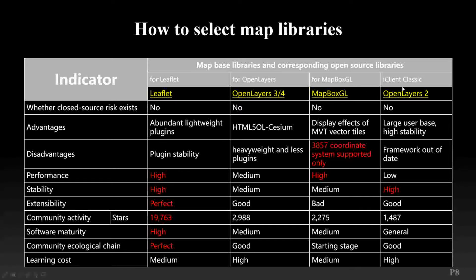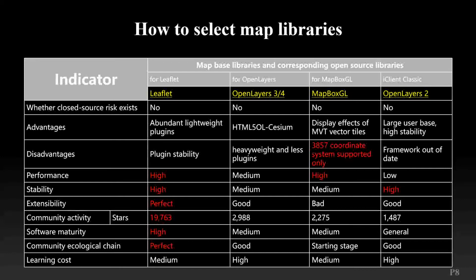iClient Classic. And actually, iClient Classic is based on OpenLayers 2, and iClient for OpenLayers is based on OpenLayers 3 and 4. And we need to note that Leaflet, OpenLayers, and Mapbox are all open source. So what SuperMap does is the extension development on this basis: we package them again and give them the capability of accessing SuperMap services. And also, we developed some new features based on Leaflet or OpenLayers.